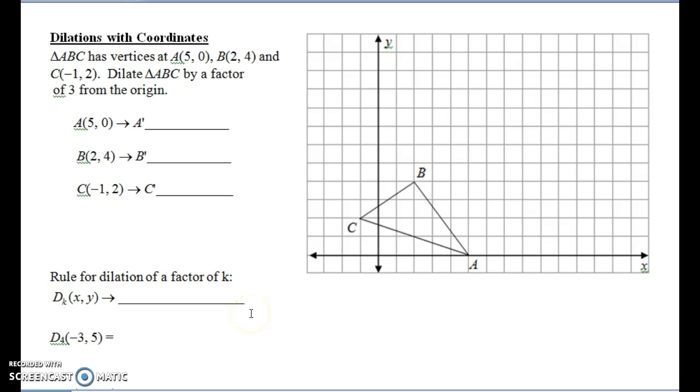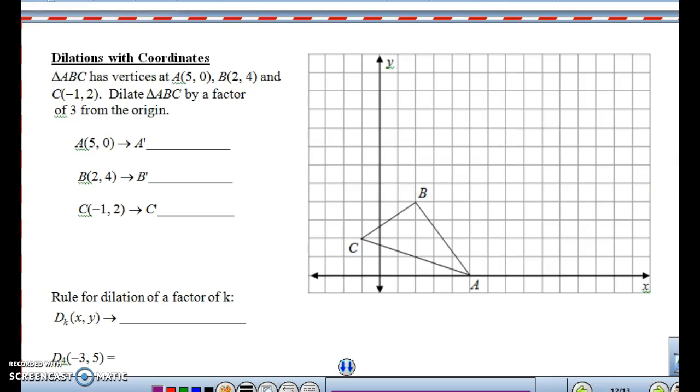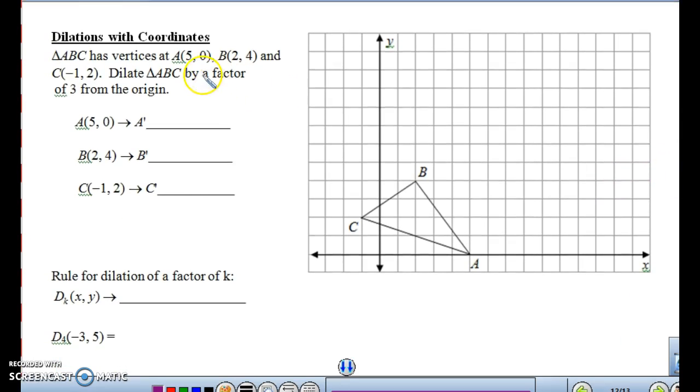Now let's look at dilations in the coordinate plane. We have triangle ABC with vertices at A (5, 0), B (2, 4), and C (-1, 2). It's over here. Dilate triangle ABC by a factor of 3 from the origin. Now remember, if it's a factor of 3, it means we're going to multiply each coordinate by 3.